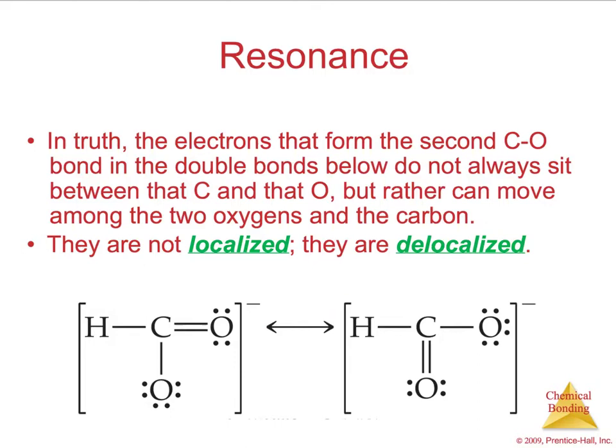Likewise, if we look at a molecule like CHO2-, we'll see that the electrons that form the second carbon and oxygen bond in the double bonds below don't always sit right between the carbon and the oxygen, but sometimes they can actually move between the two oxygens and the carbon. Now, when we say that something is moving, they are not localized, but delocalized. So in other words, if you see something that's delocalized, we know that there's going to be a little bit of freedom for movement within the electrons.